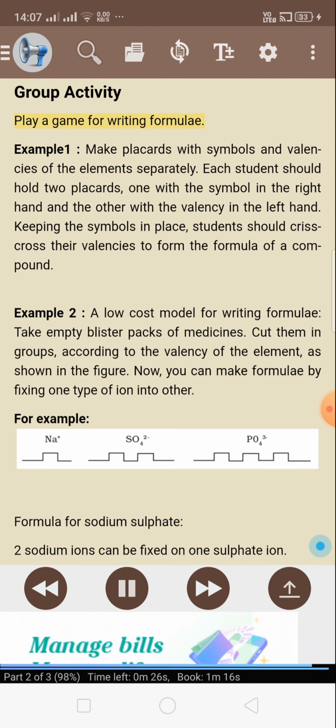Group activity. Play a game for writing formulae. Example 1. Make placards with symbols and valencies of the elements separately. Each student should hold 2 placards, one with the symbol in the right hand and the other with the valency in the left hand. Keeping the symbols in place, students should crisscross their valencies to form the formula of a compound.